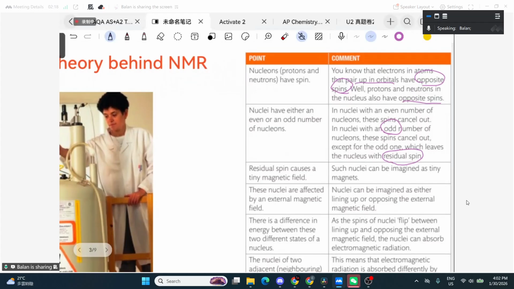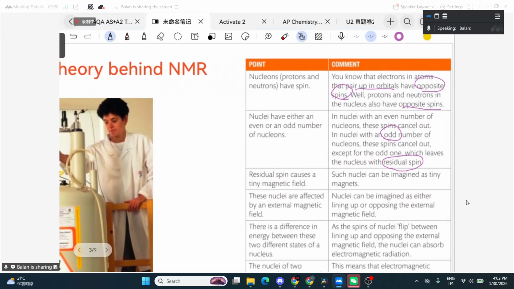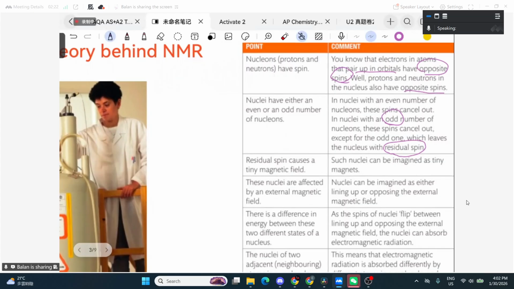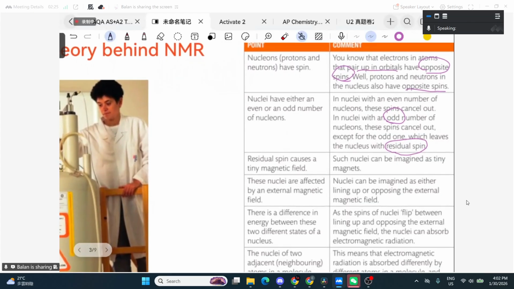Okay, get it? Residue spin. Can you understand this point? Yes, I understand. So residue spin can cause a tiny magnetic field.